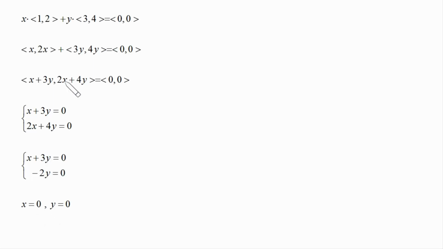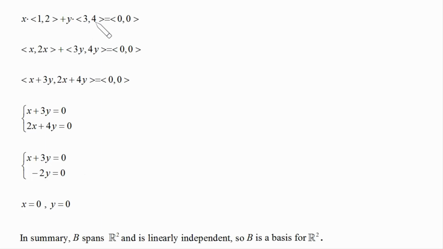So the only linear combination that gives the 0 vector is the trivial combination, which means that these two vectors are linearly independent, and we already showed that they span R2, and so they are a basis for R2, and that's the exercise. Now that was an awful lot of work for a simple exercise like that.